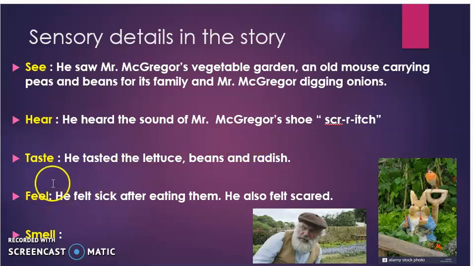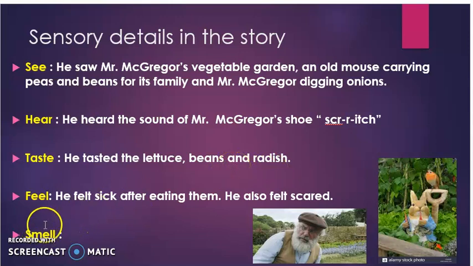What did he taste? We know that Peter Rabbit always went into Mr. McGregor's garden and stole vegetables, right? So he tasted the lettuce, the beans, the radish. Okay, there are so many things which he tasted. You can write a few.